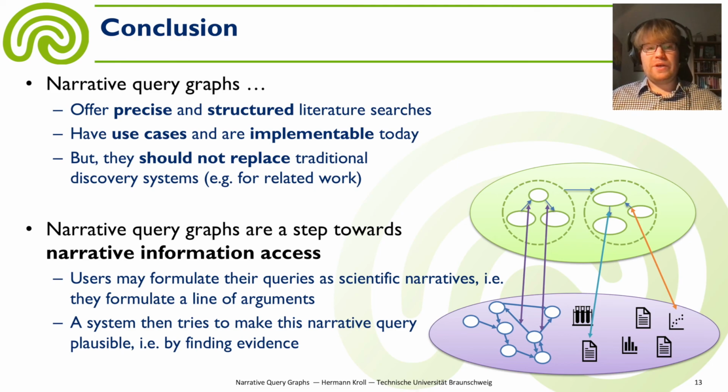So in our big vision, users may formulate their query as a scientific narrative. So they may say, okay, I'm looking for these statements and they should lead to the conclusion that some drug has a good effect, for example, or something like that. And I'm interested in this whole discourse. Is it plausible or not? And then a system should try to plausibilize this structure by finding evidence for it. But this is the big picture, and narrative query graphs are a first step in the sense that we could match one fact pattern against a single document for now.